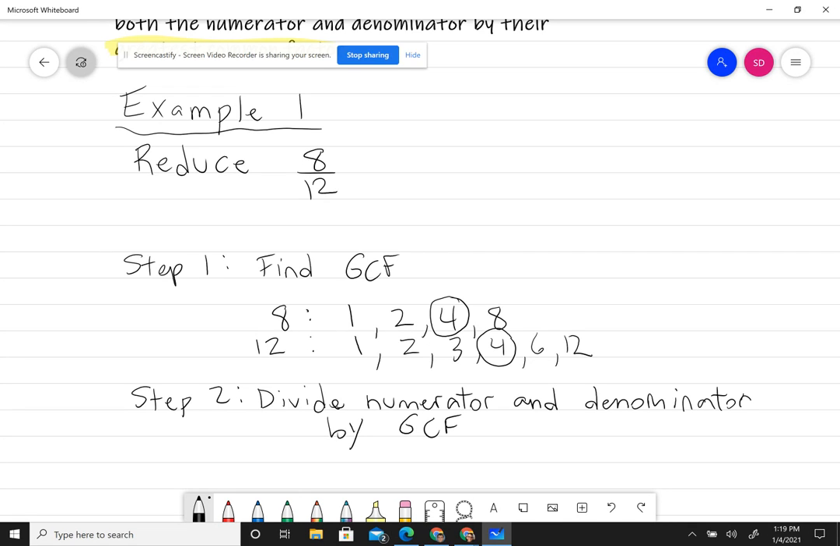So for our problem, we're going to take that 4 and we're going to divide both the top and the bottom by 4. So when you do that, you reduce the fraction. So this becomes 2/3. And that's simplifying or reducing a fraction.